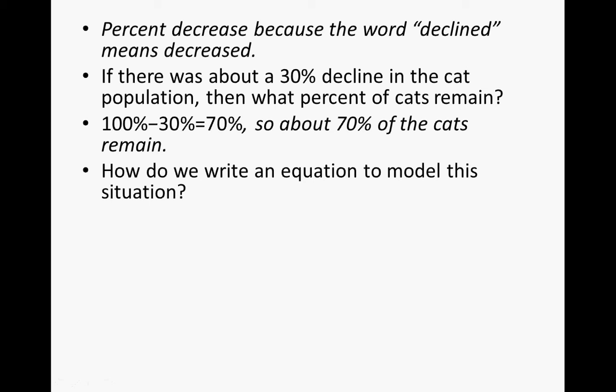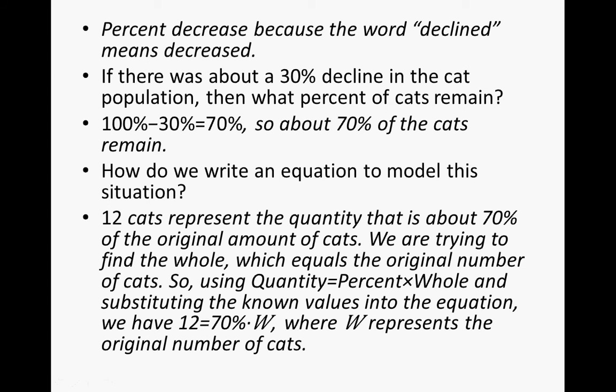So how do we write an equation to model this situation? Well, 12 cats represent the quantity that is about 70% of the original amount of cats. We are trying to find the whole, which equals the original number of cats. So using quantity equals percent times whole, and substituting the known values into the equation, we have 12 equals 70% of W, where W is going to represent the original number of cats.